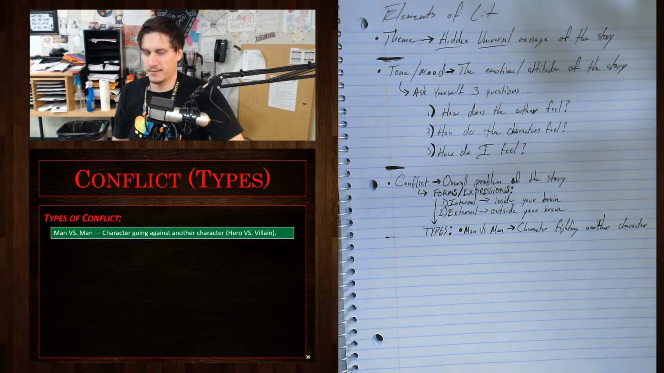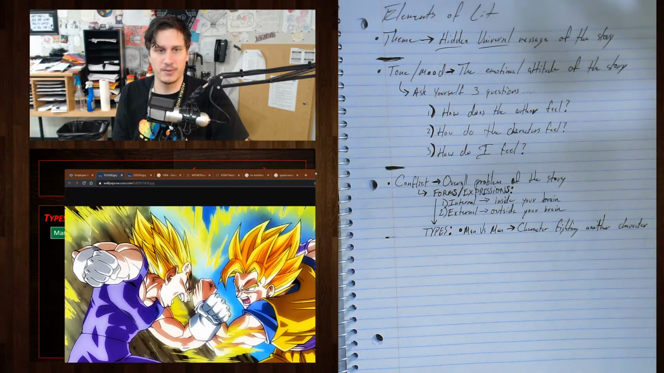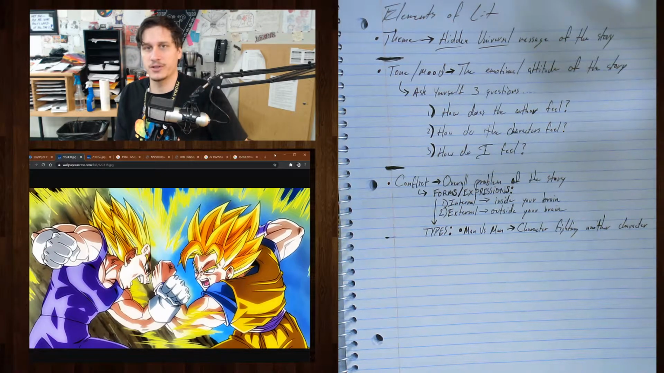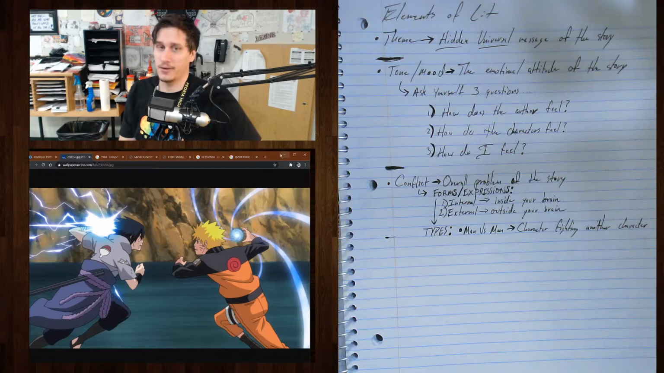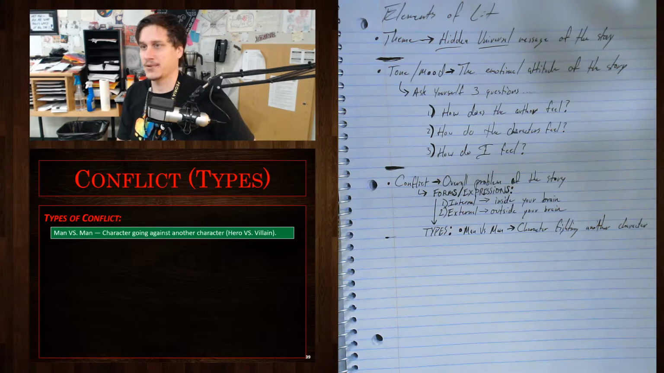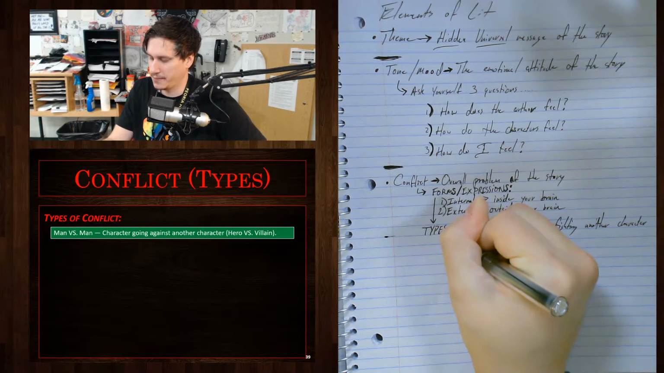That could be like Harry Potter. The example that I have already pulled up would be like Goku and Vegeta fighting, if you guys know what Dragon Ball Z is. Another example would be like Naruto and Sasuke. Wow, look at that. Their color palette even complements each other. It's like it's a thing or a symbol. Funny how that works, right? So, characters fighting other characters. This is more traditionally known as hero versus villain. It's kind of all the same thing.